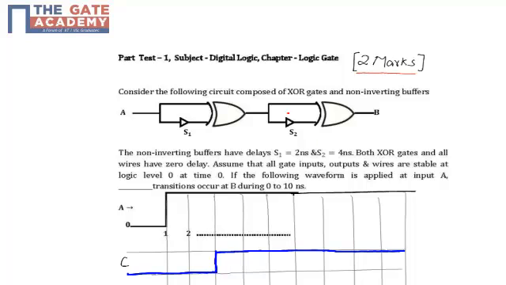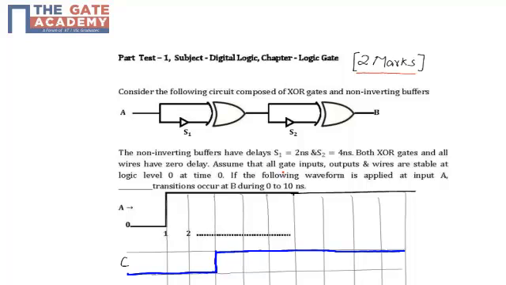In this question we are given a circuit as shown over here. There are 2 XOR gates, and S1 and S2 are my buffers. So we are saying that there are 2 non-inverting buffers, where the delay of S1 is 2 nanoseconds and S2 is 4 nanoseconds. Both XOR gates and all the wires have 0 delay.